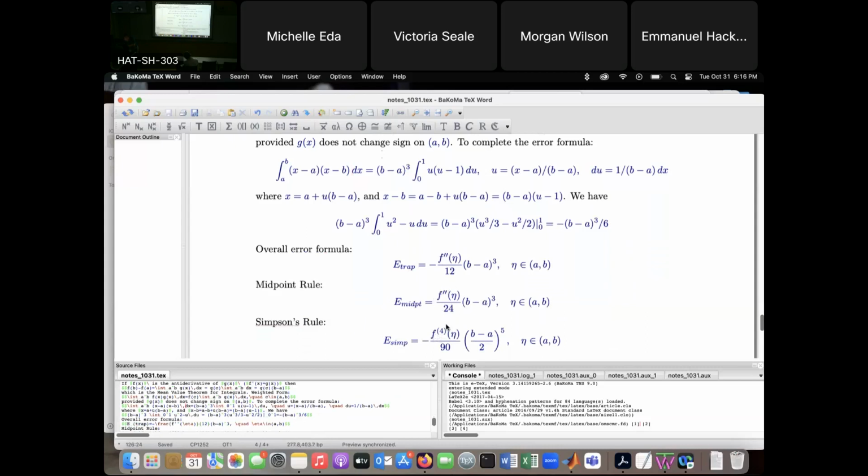Whatever the degree of accuracy is, the order of the derivative in your error is that plus 1. The trapezoidal rule and midpoint rule have degree of accuracy 1. That means they're exact for all functions whose second derivative is 0. That's polynomials of degree 1. So we have a second derivative in the error formula. Simpson's rule is exact for all polynomials up to degree 3, whose fourth derivative is 0. So that's why we have a fourth derivative in the error. Also notice whatever derivative we have here, the power of (b minus a) is always going to be 1 greater.